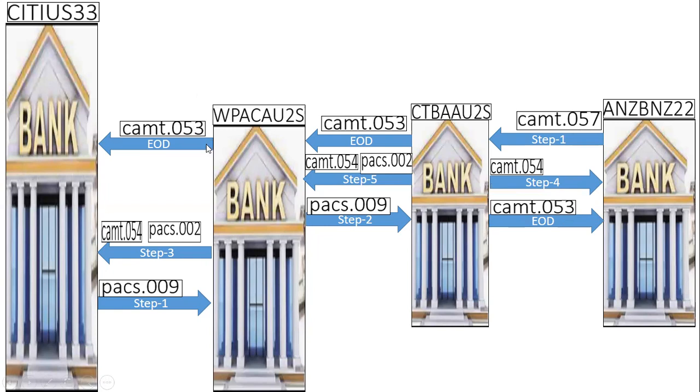Similarly, at the end of the day, the camt.053 account statement report will be sent out to all those institutions of which it bears the account. The MT202 equivalent is your pacs.009, and status is your pacs.002. This is the end-to-end flow. This is just the basic high-level insight I have given.